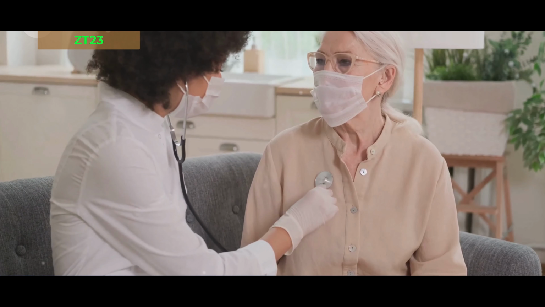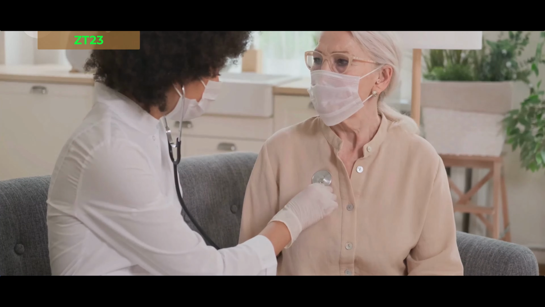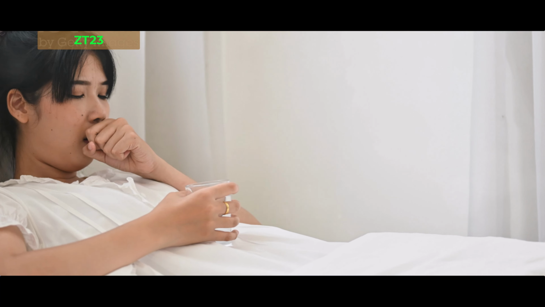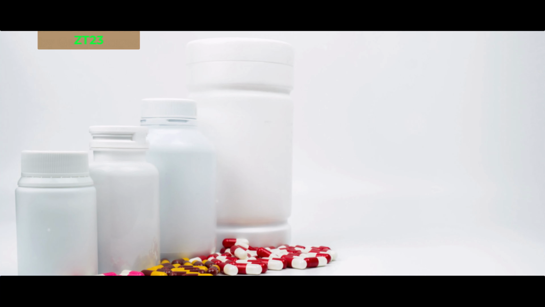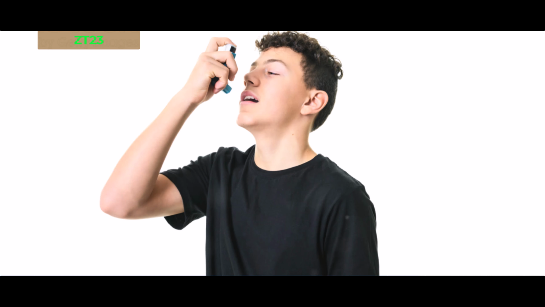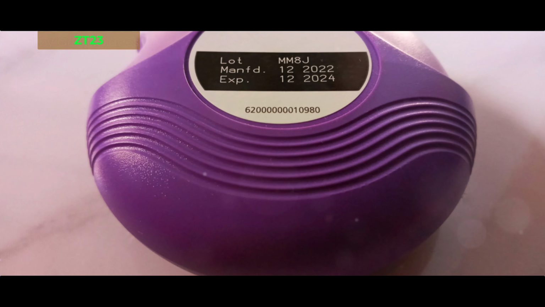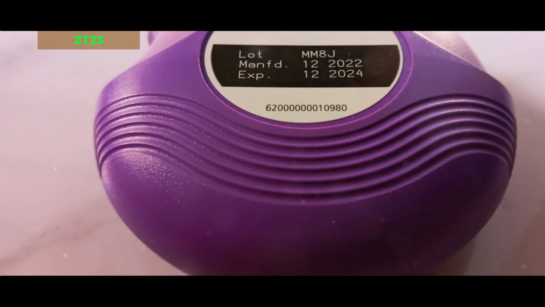Diagnosis involves a physical exam and medical history review. Chest X-rays may rule out pneumonia. Treatment focuses on symptom relief and supporting healing. Antibiotics are ineffective against viral bronchitis. Chronic bronchitis requires long-term management to control symptoms. This may include medications, inhaled steroids, and pulmonary rehabilitation.